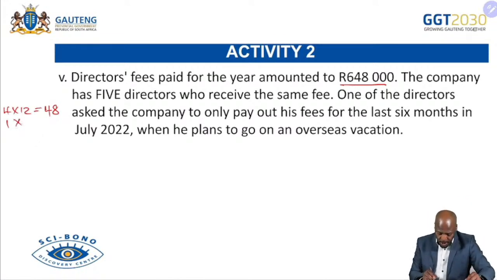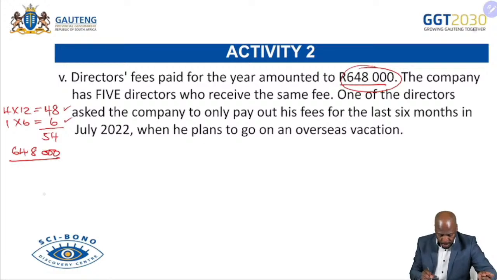So that means times 6. So we've paid him for 6 months only this year, because the other 6 months will be paid in the next financial year. But remember, when is the expense being incurred? That is where I'm going to come. 48 plus 6, that gives you now 54. Now, you then come to your 648,000.